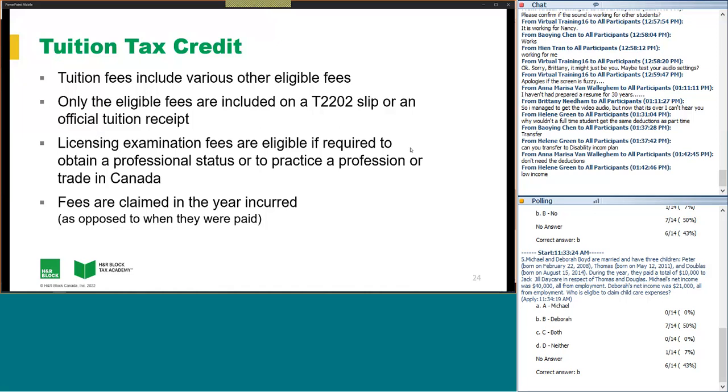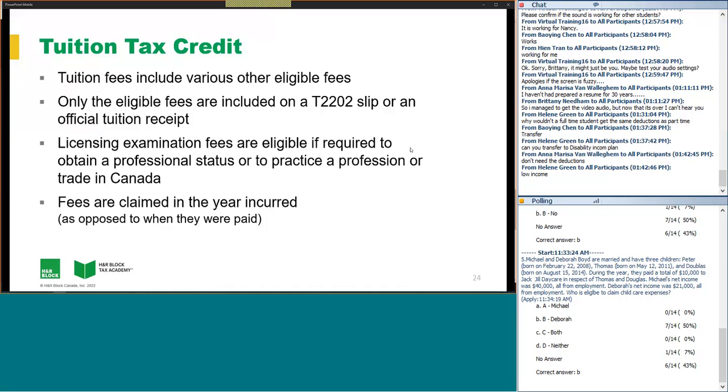If we charged you an examination fee for this course, well, it would be included in our T2202. But if we had a course like this one, but it didn't issue a T2202, and there was just an examination at the end, that would not count. Okay? But this is one place where you might find your accountant's fees and things like that.